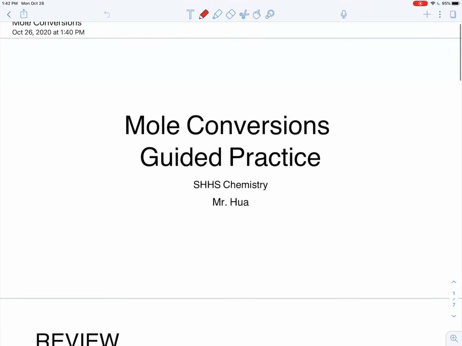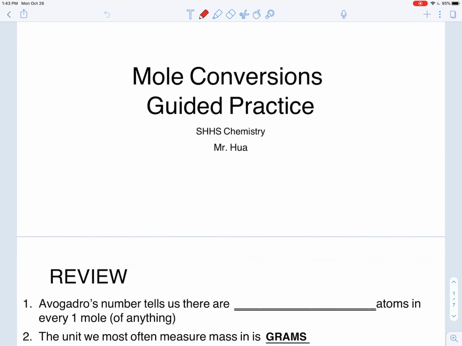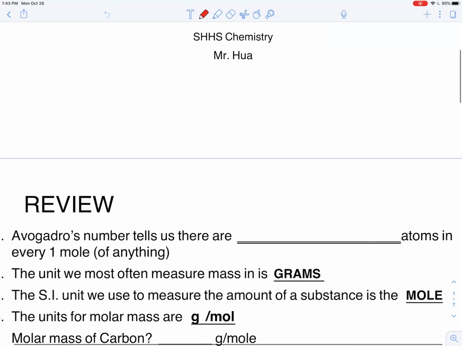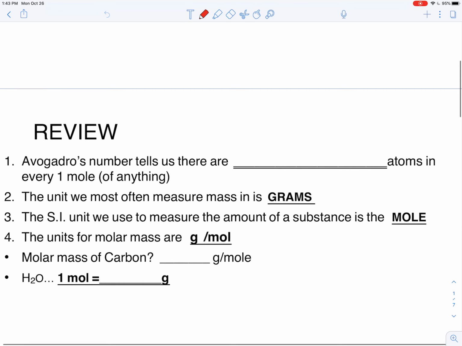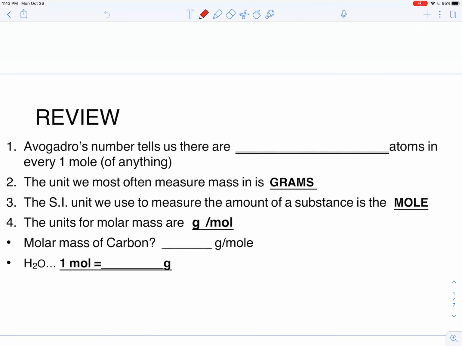All right, today we are going to do some mole conversions. I'm going to go through several practice problems for you after we review some info. First thing, let's review Avogadro's number. It tells us there are blank atoms in every 1 mole.